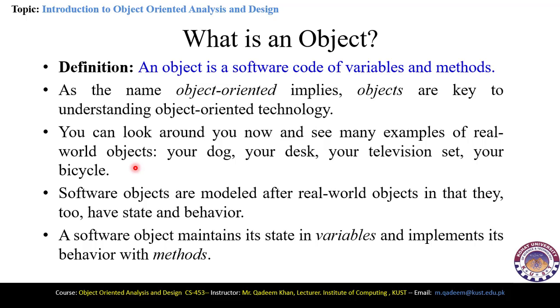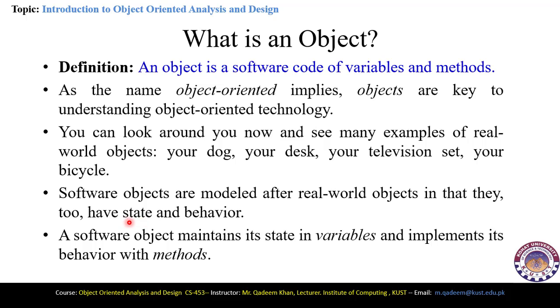So in the object-oriented system, software objects are modeled after the real-world objects in which they have states and the behavior. So there are two important properties of the objects. One is called the states and similarly another one is called the behavior. Now what is the state and behavior of the objects? By the states we mean the different variables which are implemented inside of the class, and these variables, the states, represent the data of the class.